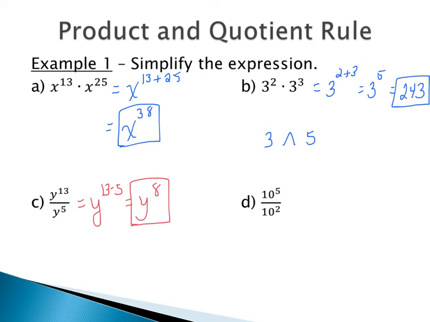Again, with our numbers, here we have a base of 10, so we're still dividing, but we keep that same base. So we're going to have 10 raised to the 5 minus 2. 5 minus 2 is going to be 3. So we have 10 to the third power, which would just be 1,000. So again, even though we have our numbers, just make sure that you're keeping that same base.